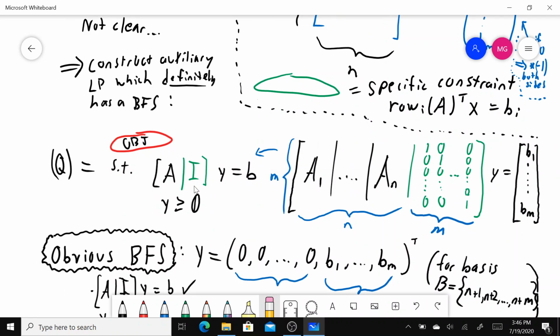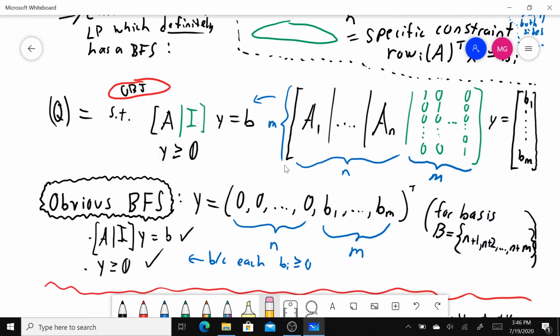And okay, why is it easy to find a basic feasible solution? Well, it's quite clear. You exploit this identity matrix, and that automatically gives you a basic feasible solution. And what it is, you take y, this basic feasible solution, to be, well, the first n components are all zeros, and then the latter m components are the components of b in order.